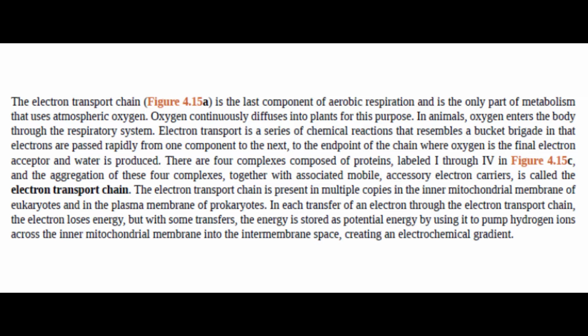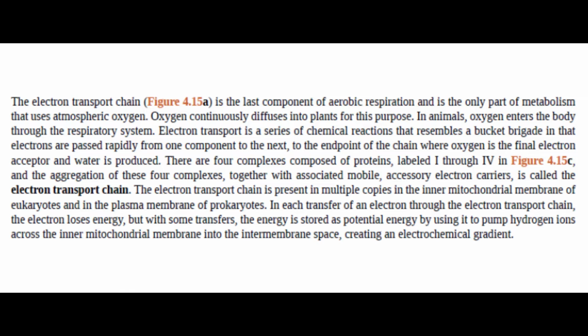Electron transport is a series of chemical reactions that resembles a bucket brigade in that electrons are passed rapidly from one component to the next to the endpoint of the chain, where oxygen is the final electron acceptor and water is produced. There are 4 complexes composed of proteins, labeled 1 through 4 in figure 4.15c, and the aggregation of these 4 complexes, together with associated mobile accessory electron carriers, is called the electron transport chain.